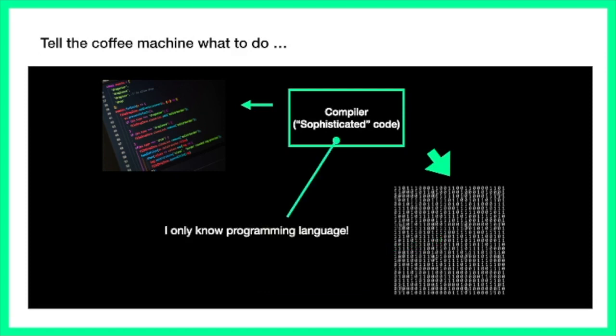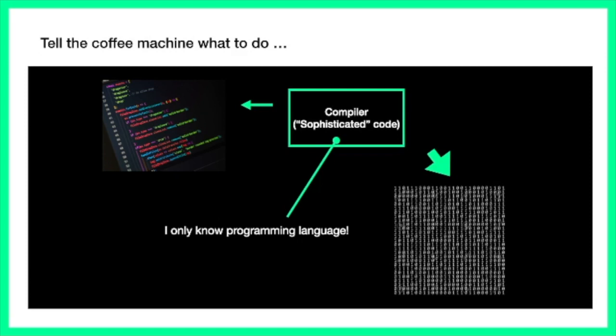But these compilers only know programming language. They don't know English. And that is exactly the reason why we have to write our code in programming language instead of English, because the compiler, which is going to help us translate the code, only knows programming language.